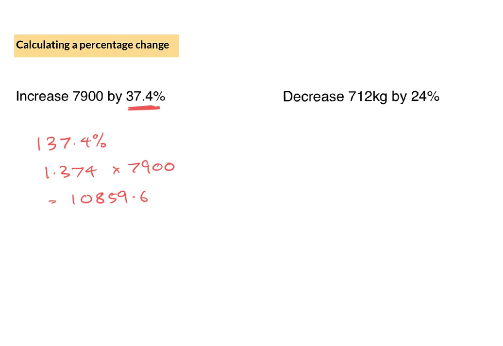Now, the next one, I am decreasing by 24%. That means I want 24% less. So 100% take away 24%, well, that's going to be 76%. 76% as a decimal is 0.76. So it's 0.76 times 712, and that equals 541.12, and the units here are kilograms.